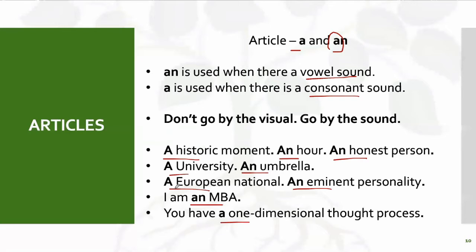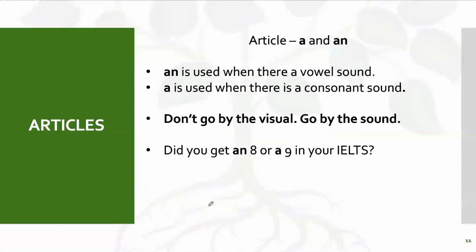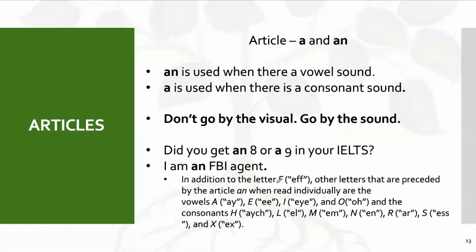If you can see these sounds, you, it, one, all of these have consonant sounds, although the letter is a vowel. Of course, not in the case of H. But in this case, hour, honest, umbrella, eminent, MBA, the sound is of a vowel. L, M, N, R, right? So an RBI executive. That's how you would use an in front of these sounds, even though the letter is a consonant.